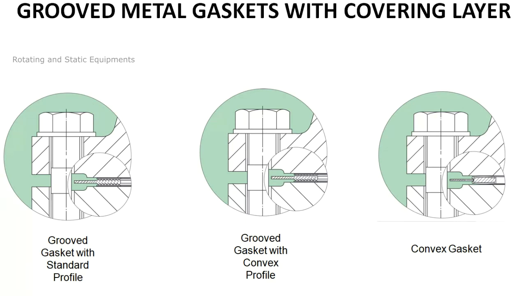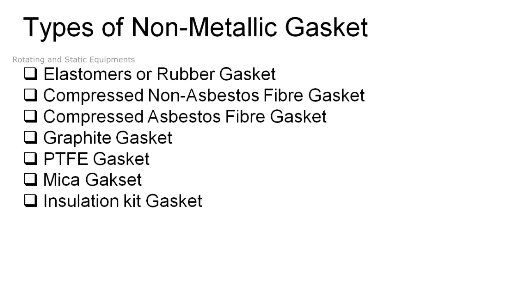The first one is grooved gasket with a standard profile. The second one is grooved gasket with a convex profile. The third one is convex gasket. These types of gaskets are used in power plants, heat exchangers, manhole gaskets, steam generators, chemical and petrochemical industries and etc. Next we will see types of non-metallic gaskets.